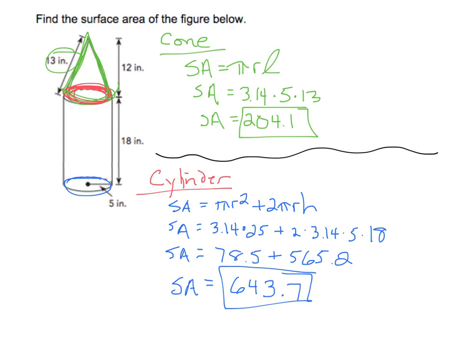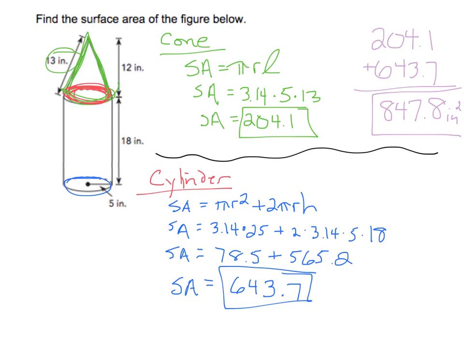So we have the area of both the top and the bottom. The blue represents the cylinder, the green represents the cone, and what we want to do with these two items now is add them together. 204.1 plus 643.7. Add those up, and we get 847.8 inches, and since it's surface area, it's squared. 847.8. If you got questions, let me know.